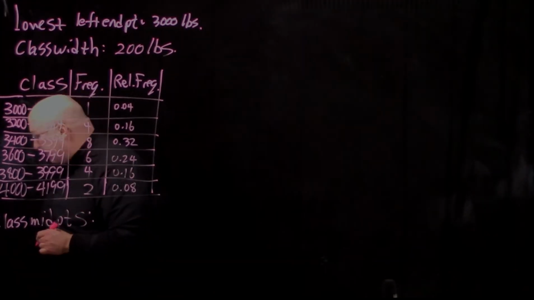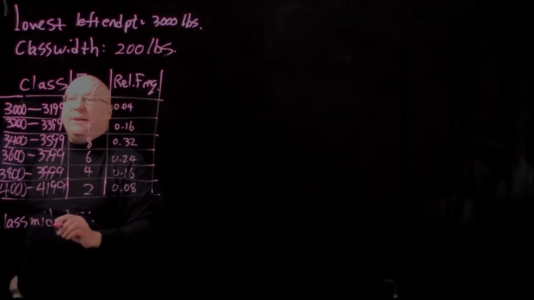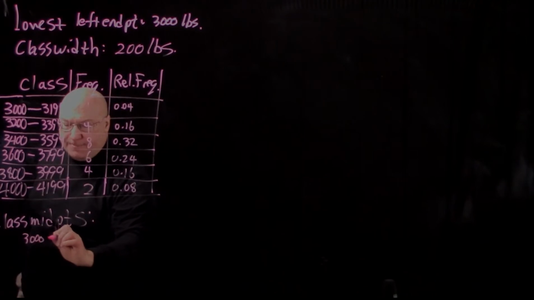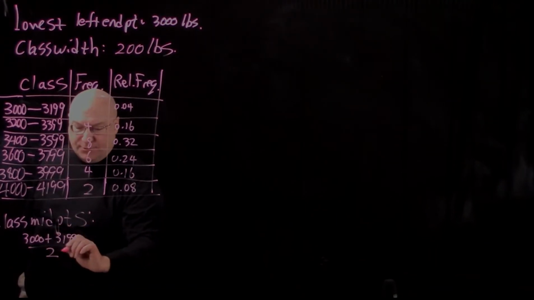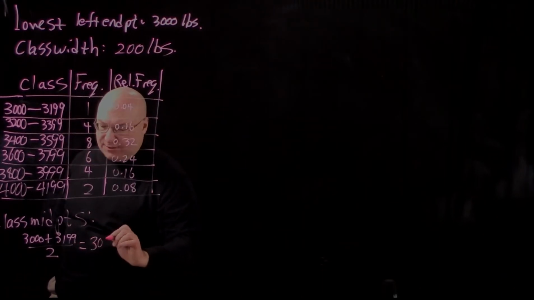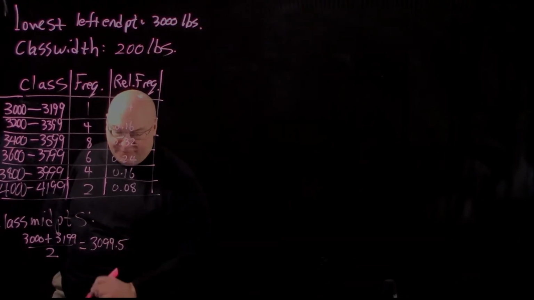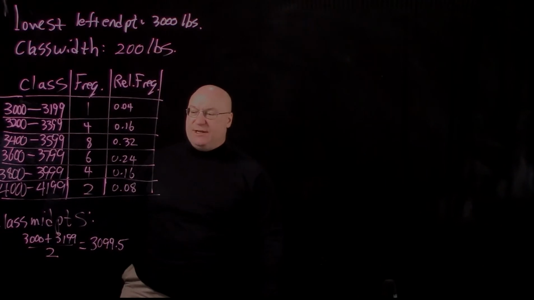And I kind of went off a little bit there. It says last midpoints to you, but that's class midpoints. To get the first one, I will take left endpoint plus right endpoint and divide by 2. And that gives me 3,099.5 pounds as my first class midpoint.